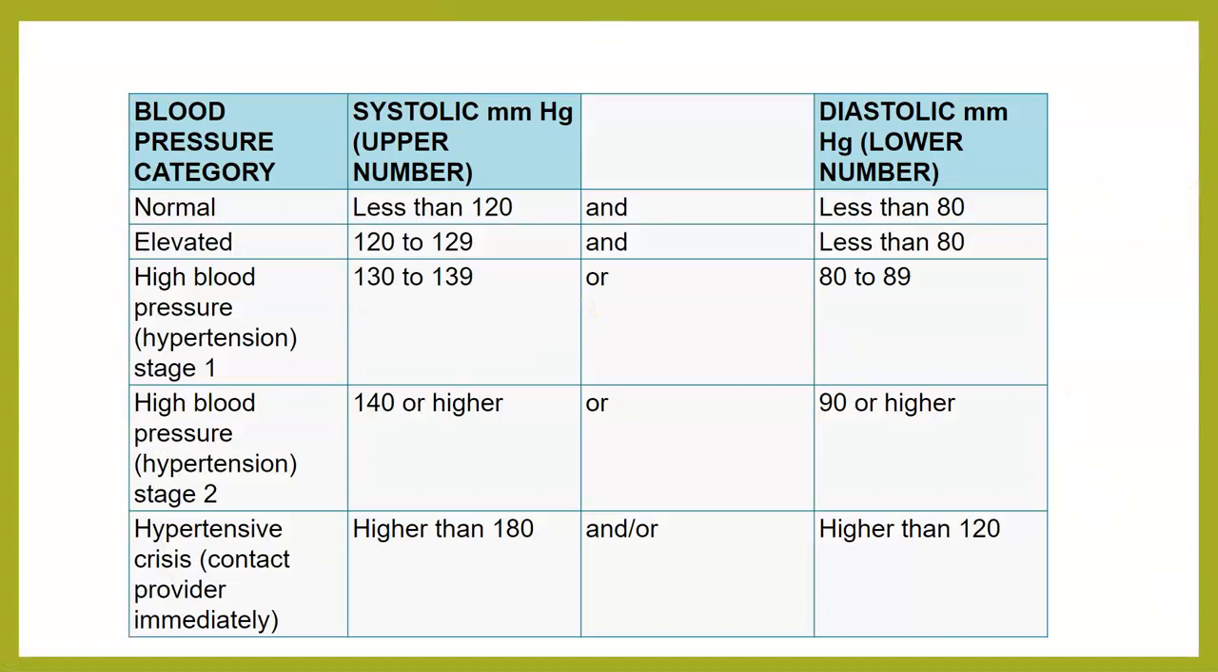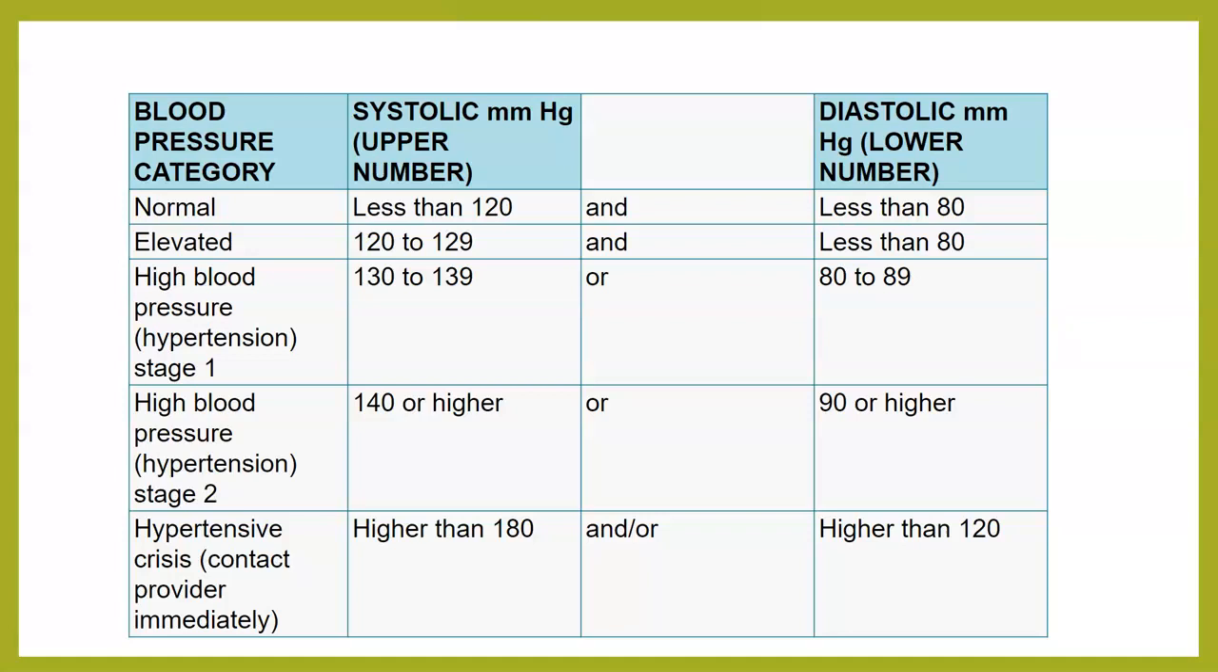Okay, this is just kind of the classifications of hypertension. You don't have to know this for this class. It's just so that you can look at it. Obviously you need to know what normal is, so less than 120/80. Elevated blood pressure would be considered 120 to 129, and still diastolic less than 80. High blood pressure, hypertension stage 1, is going to be 130 to 139 over 80 to 89. Or, so you can have either or.